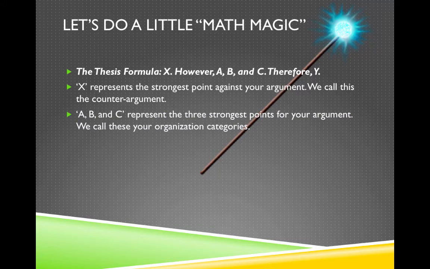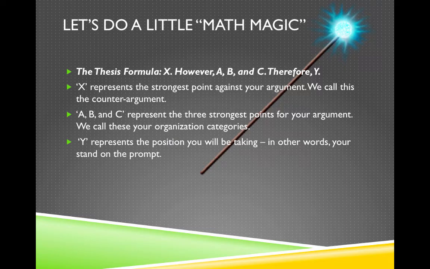A, B, and C represent the three strongest points for your argument. These are your organizational categories. They are, in many cases, but not all, your organizational categories from SPRITE. It can be two different things that the prompt calls for. Like in our first essay, it calls for discussion of unity and identity, so you would want your two organizational categories to be there. And then the Y is your position, your stand on the prompt.